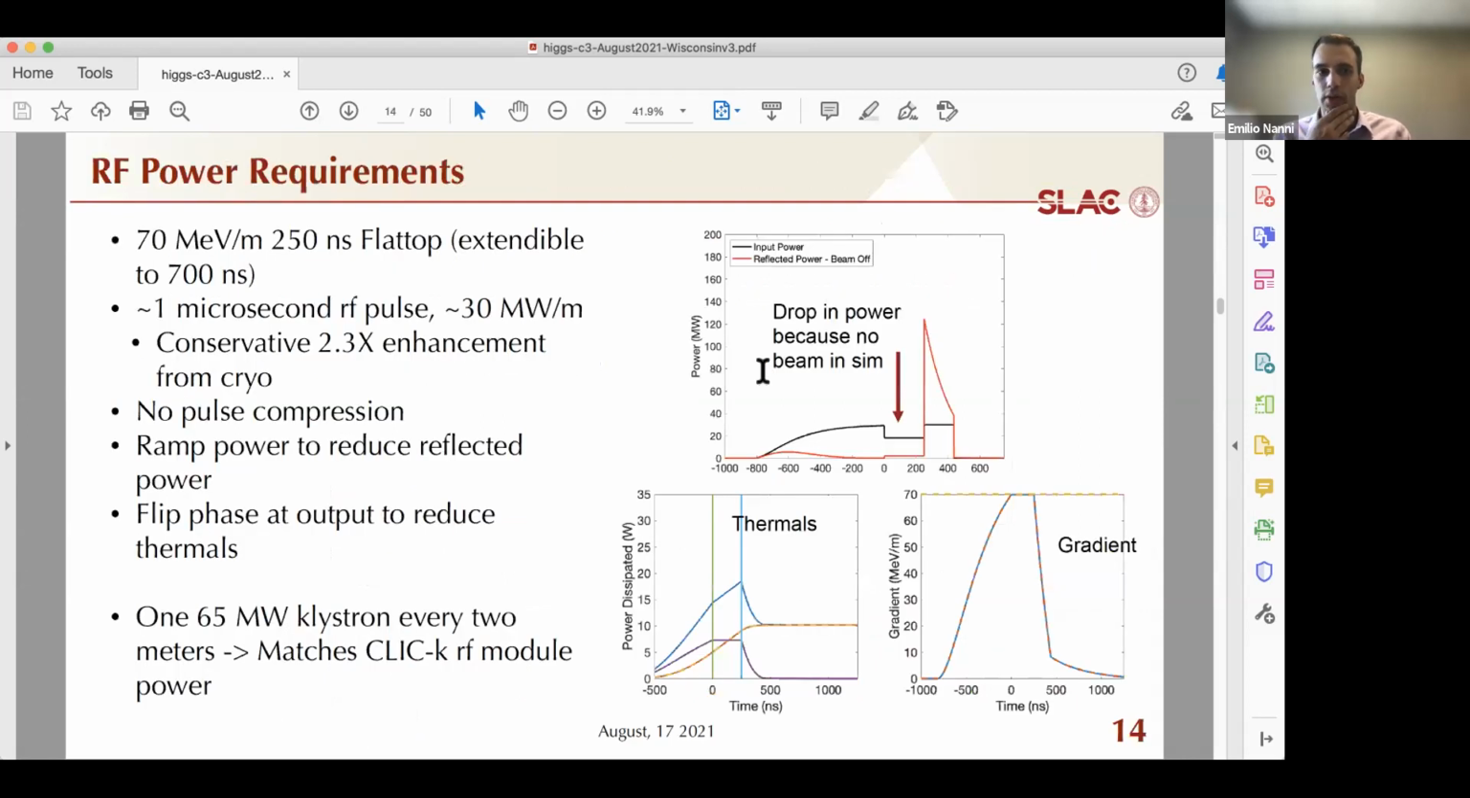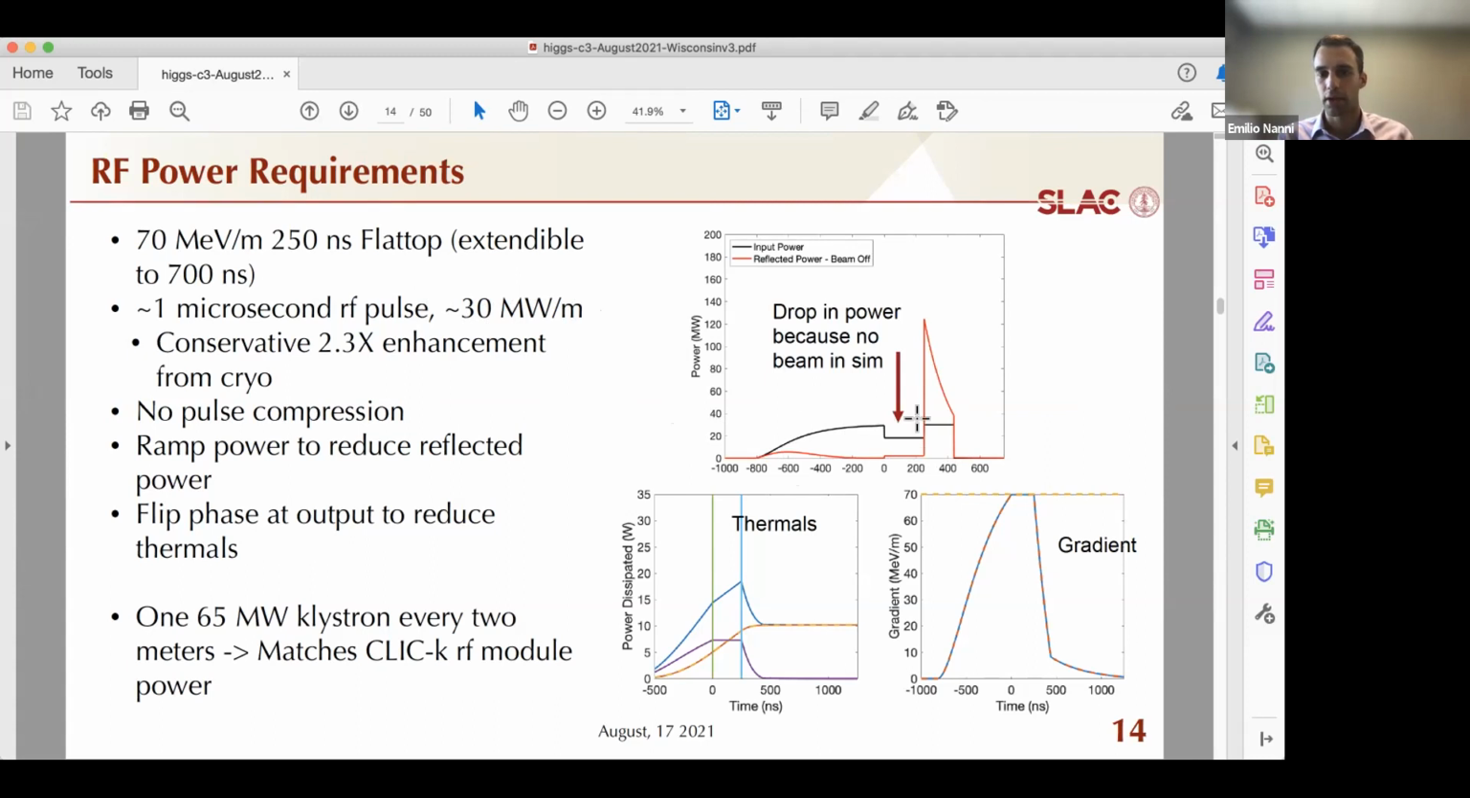So on this slide, and in the next few, I'm just going to show some of the technical details to give you a feeling for where the technology is at the moment. This would be the RF pulse structure that we would use to power the first stage that would get us to 250 GeV center of mass. It's roughly a 1 microsecond long RF pulse that comes from a 30 megawatt per meter RF power distribution system.